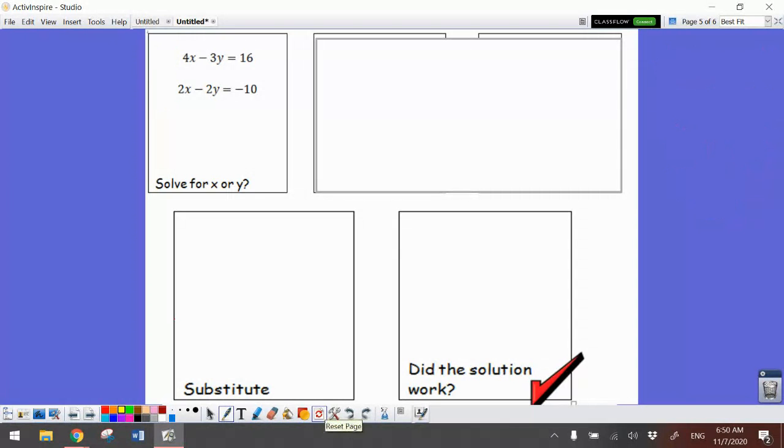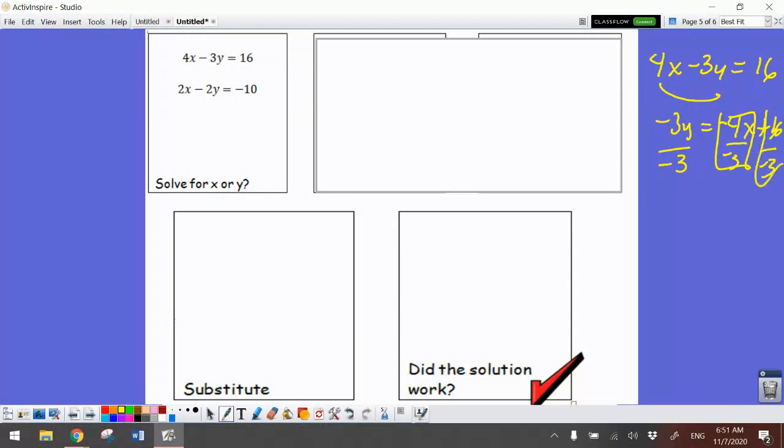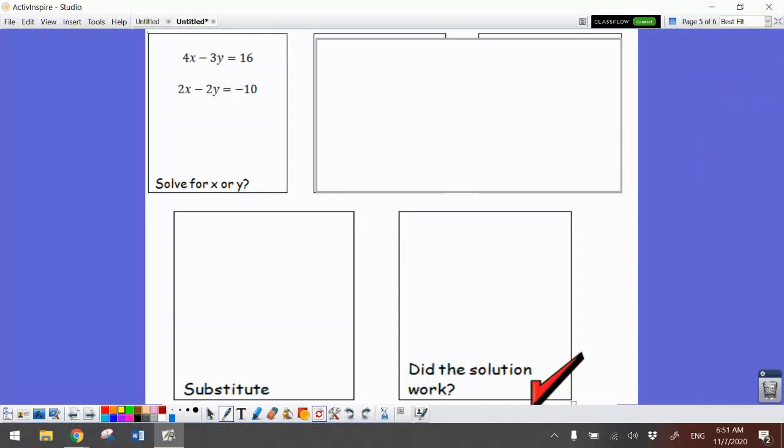Well then, let's look at solving for y. If I solve for y, that means I'm going to move the 4x, so negative 3y equals negative 4x plus 16. I'm dividing by negative 3. Well, that made it worse because I've got negative 4/3 and I've got 16 divided by negative 3. Both of those are going to be fractions. So as you can see, I definitely do not want to use the first equation.